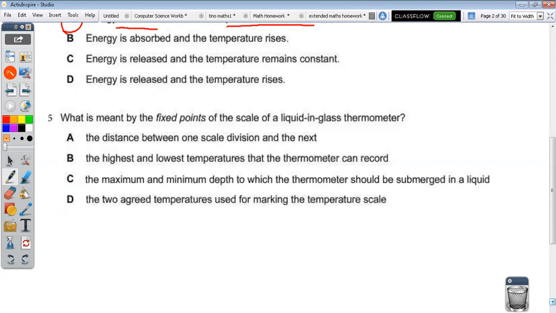What's the correct answer? Fixed points, Nyasha? Nyasha, are you there? Is Nyasha in the lesson? He's there. And Taco's going to be in the class. B.